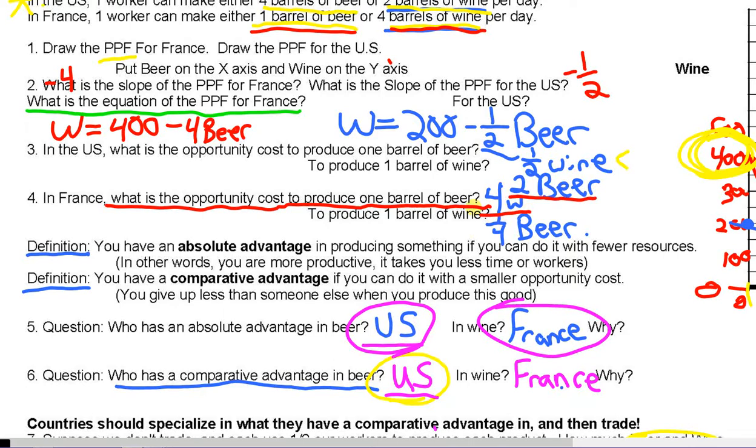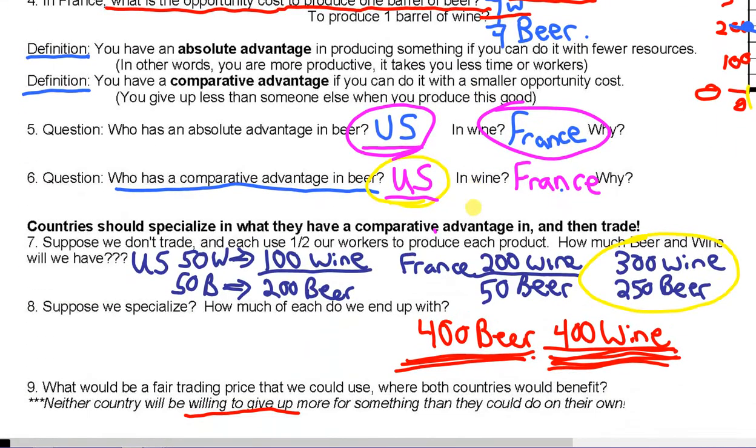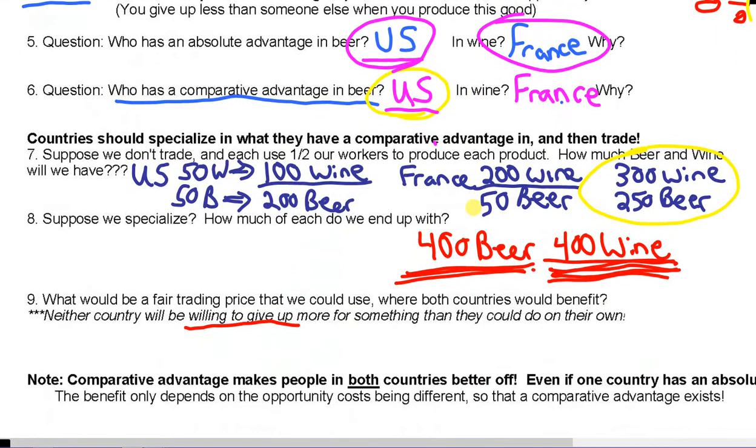Let's just suppose that they decided to trade 1 for 1. That'd be a simple outcome. So a fair trading price that would work would be 1 for 1. That's not necessarily what would happen, but that is one possibility. 1 for 1 would work.